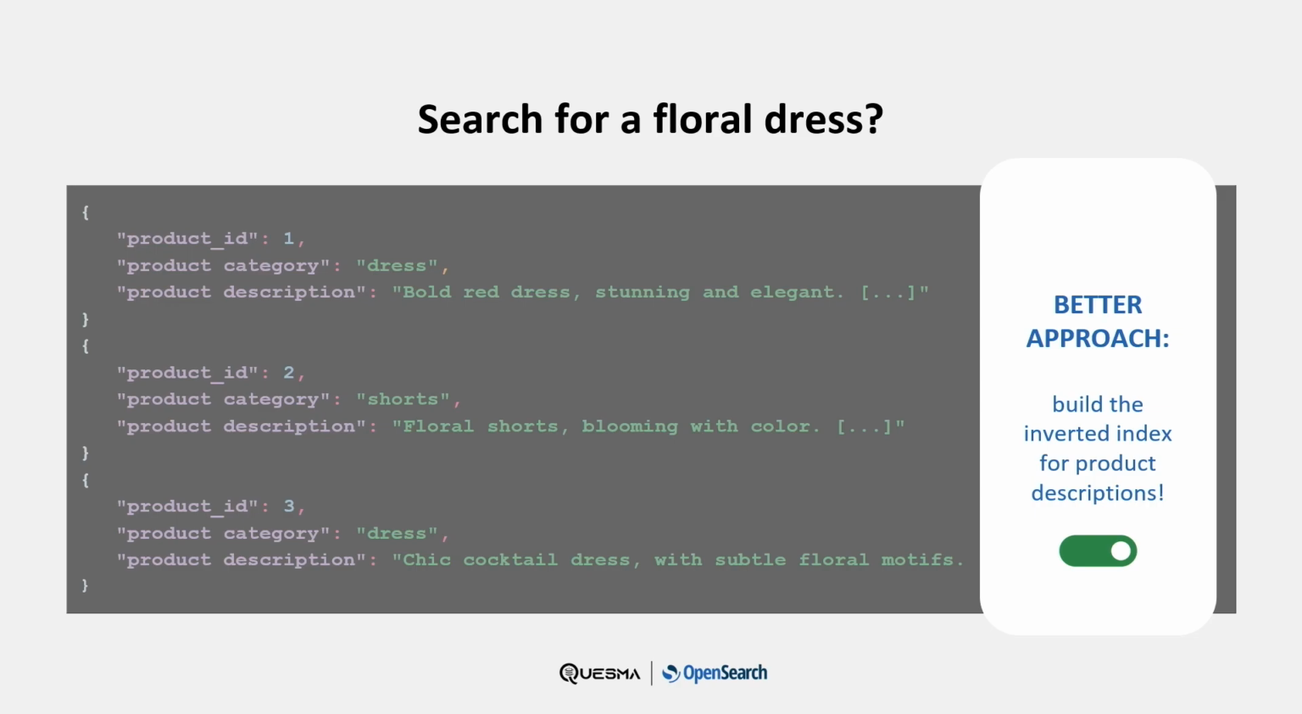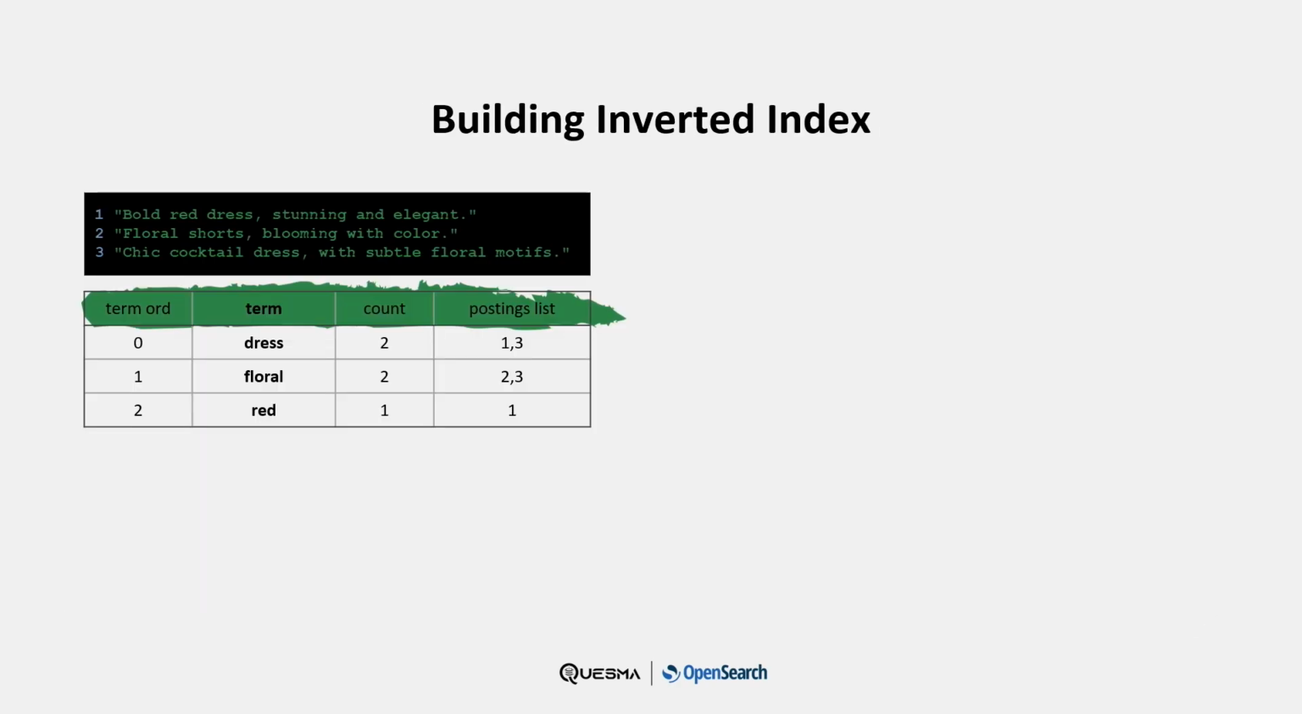And this is one of the takeaways, that the inverted index is constructed per specific text field, per each text field in a document that we are about to search.